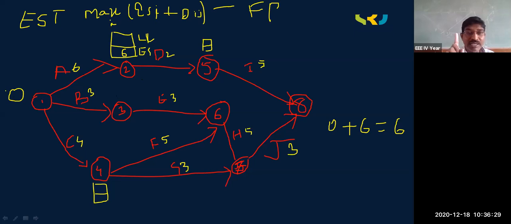And for activity B, again you need to draw the same box here. Now you got it, friends. The upper one is latest completion and the below one is earliest starting. Now you can say, friends, what is the duration? 3. And what is the starting point here? 0 plus 3. How much?